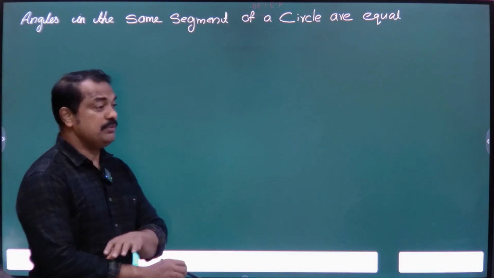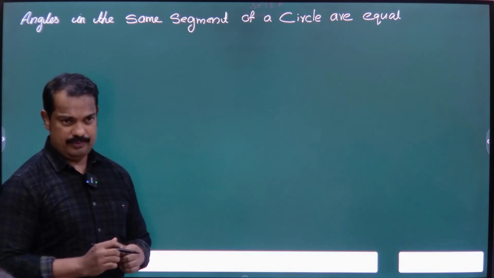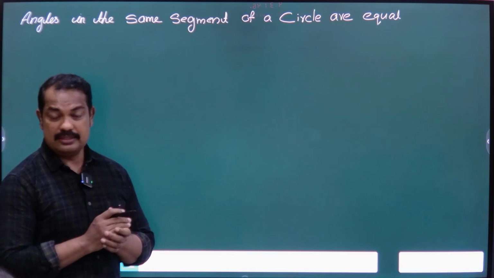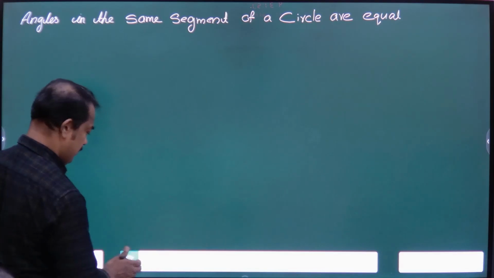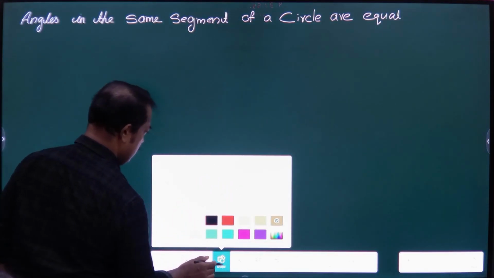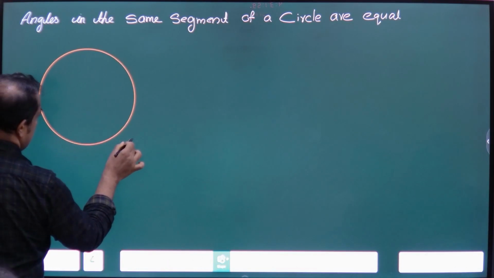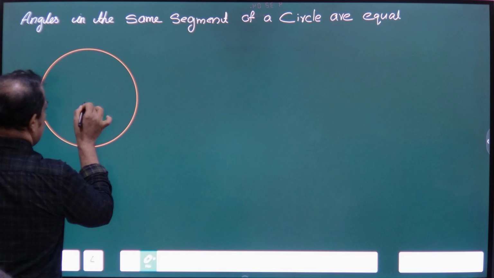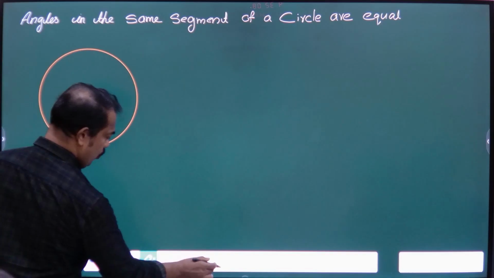Angles in the same segment of a circle are equal. Here same segment means the same arc. Angles in the same arc are also equal. Listen, a theorem. A circle is given with center O.